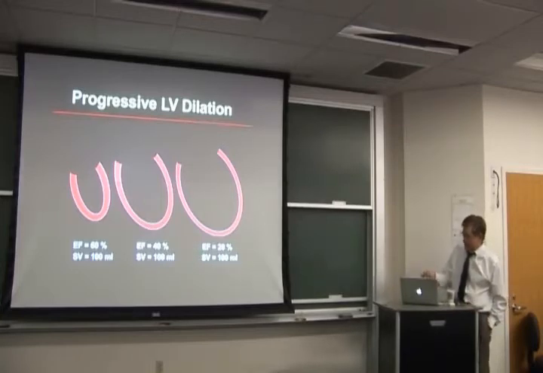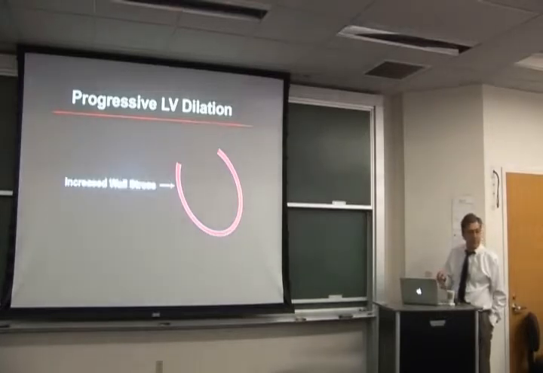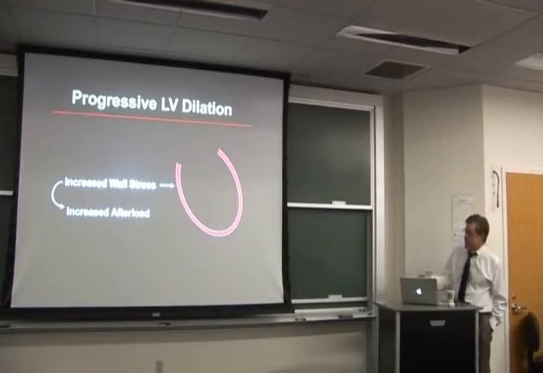So this remodeled ventricle preserves stroke volume, but it does so at the expense of a number of things that can drive heart failure forward. The first thing everybody here remembers is the law of Laplace. As the ventricle gets bigger, the wall stress increases. That's the amount of work that the ventricle does. This leads to increased afterload on the ventricle, the amount of work that it has to do to eject blood.